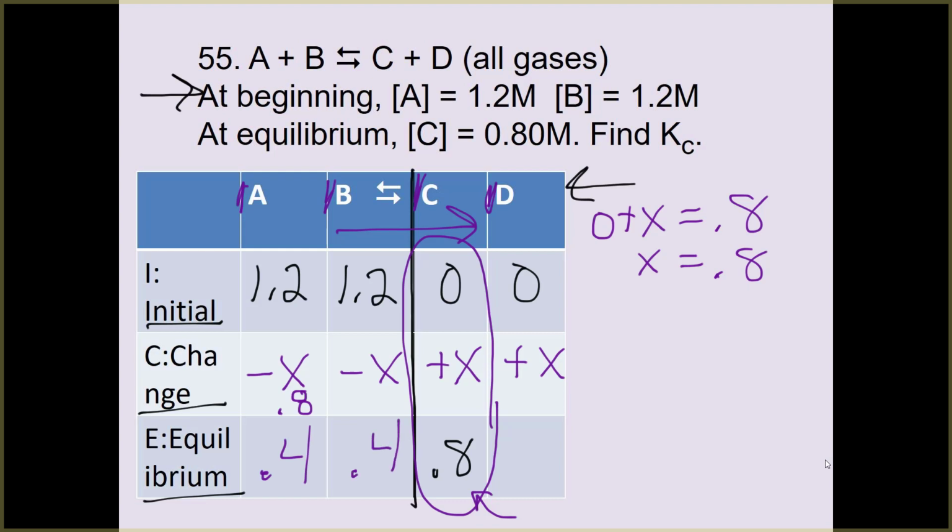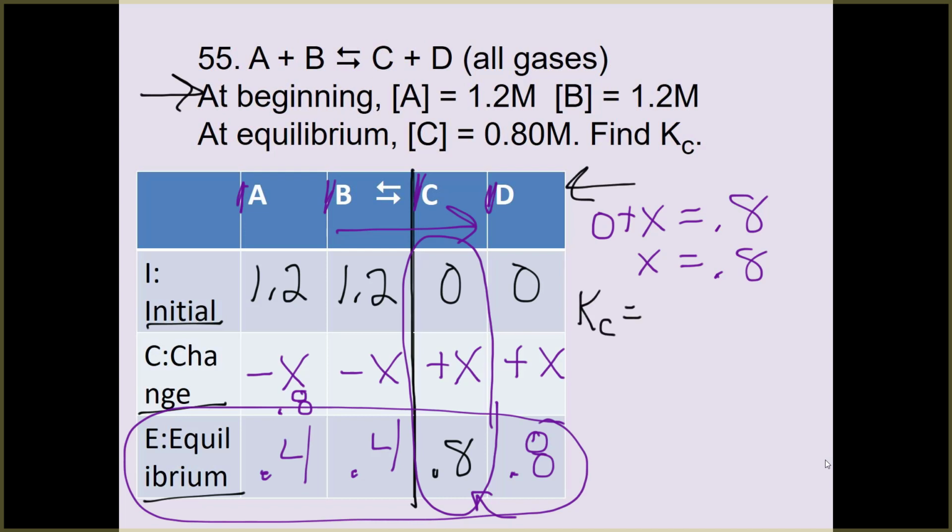And let's look at D. D, I have 0 plus x, and I know x is 0.8, so it'll be 0.8. So now I have all my concentrations at equilibrium, and I can plug it into my equilibrium constant expression. Please, please, please do not skip writing the formula step. This is where the biggest mistakes occur with students, is they think, oh, this is easy, and they just plug the numbers in products over reactants, and they forget the stoichiometry. Now this one doesn't really have very much stoichiometry, but let's go ahead and plug it into our formula.